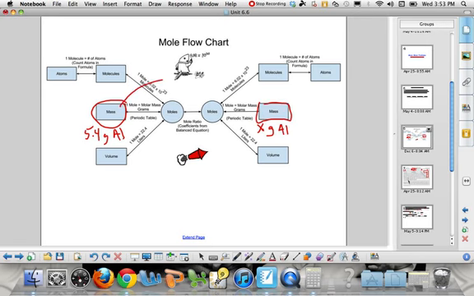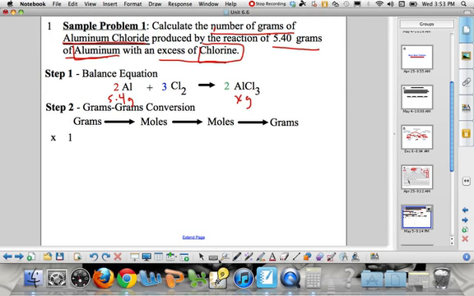Now I can't just jump from here all the way over to here. I've got to follow the flow of the chart. Go to moles of aluminum first. After I'm in moles of aluminum, I'm going to go to my moles of AlCl3, sorry. And then I can change to my grams of AlCl3. Let's take a look at this and try this problem out.